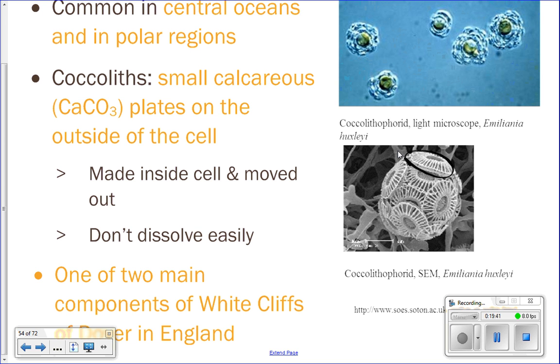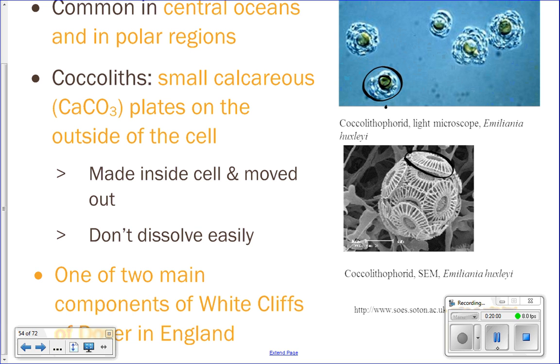And it looks like this. This is the electron scanning microscope image, so you can see the detail. This up here, you can see the little green part right there. That's the actual living part of the cell. And then this kind of fuzzy stuff around there, that's the cell wall made out of the coccolith.